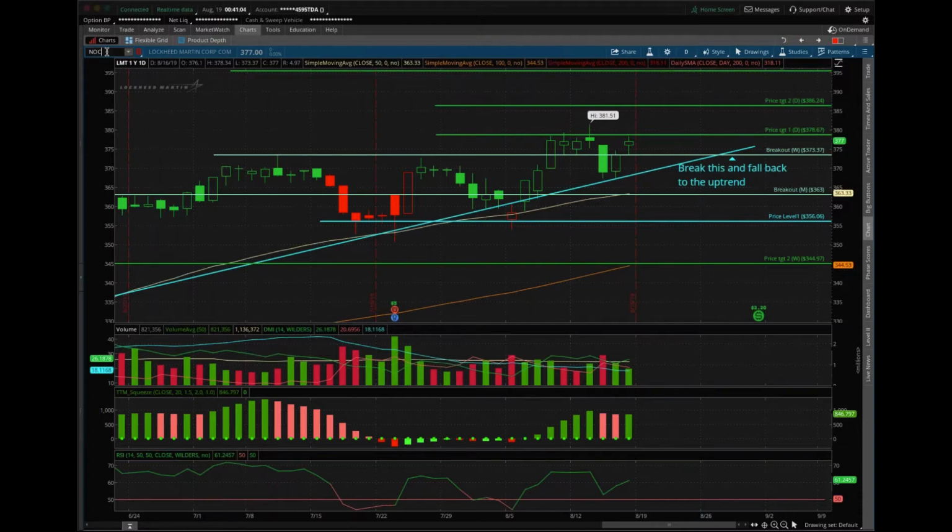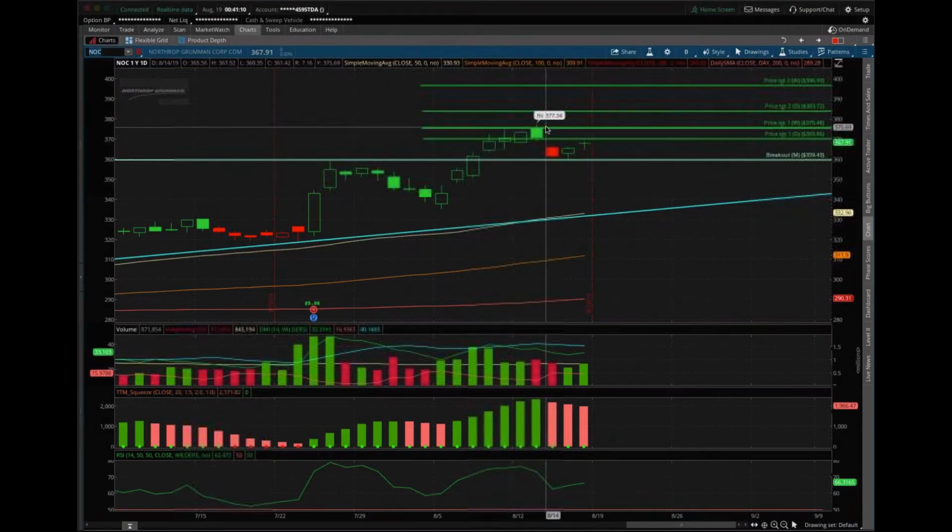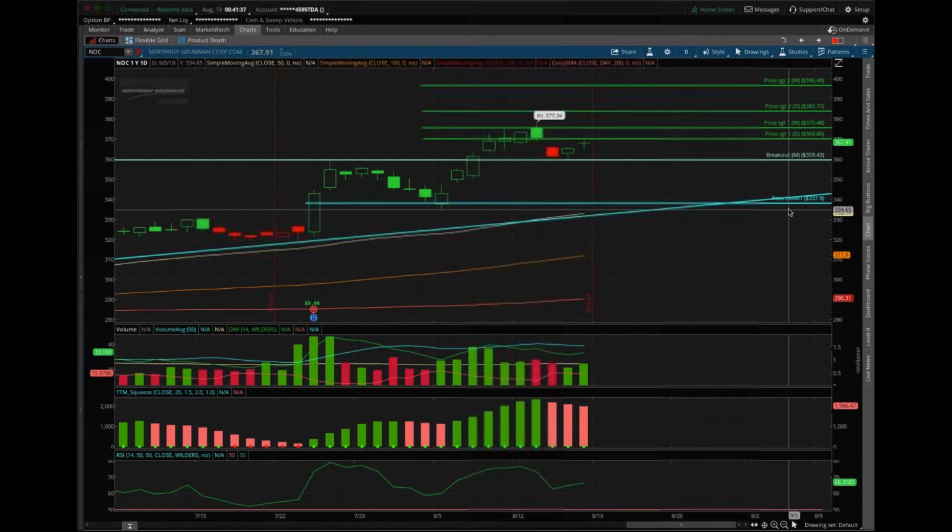All right, LMT and NOC. NOC, same concept. It hit that first price target on the weekly and the daily, and then came back and tested that breakout, and is trying to push now. So again, if this continues to push, we should see 375, then 380. And if it drops and loses this breakout, then we should definitely see if we catch support at this 338 area, 340 area, and test this uptrend.